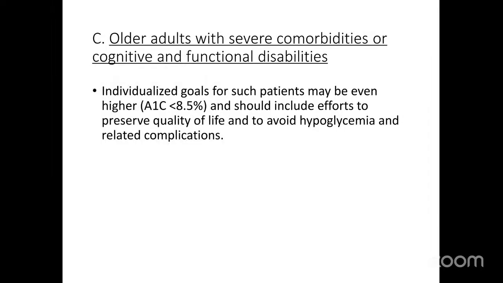The final category or group is older adults with severe comorbidities or cognitive and functional disabilities. In this group of people, the individualized goal for such patients may be even higher. A1C must be higher than the previous two groups, but less than 8.5%, and should include efforts to preserve quality of life and to avoid hypoglycemia and related complications.